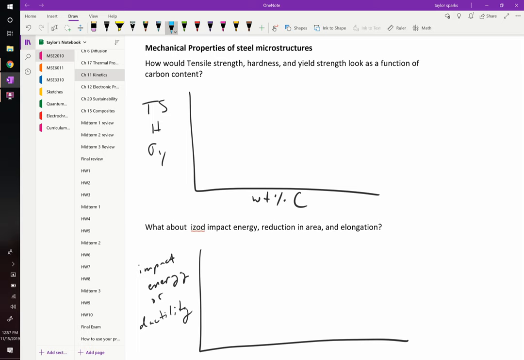Yeah. So if you increase the weight percent of carbon, okay. Yep. It'll increase. It's actually going to increase all three in general. All three of those things are influenced by dislocation motion, right? The total strength is going to be strengthened by dislocations not being able to move. Yield strength, same thing. Hardness is plastic deformation. That's accomplished by dislocation motion. So actually, all three of those things are going to be increased as you move towards higher weight fractions of carbon.